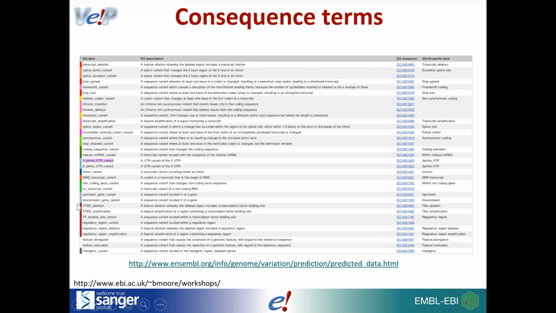And if we just look at the brown ones here, which are related to transcription factor binding sites, which are regulatory sites in the DNA. So we might have the site removed, we might have the site amplified or duplicated. The binding site might be mutated. We might have a sequence variant within the site.